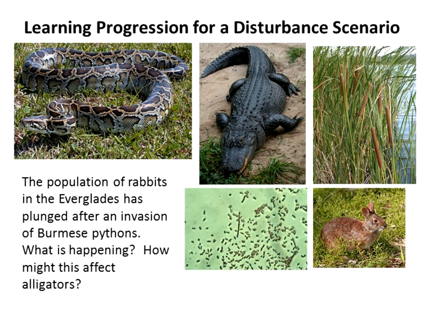So if we look at, say, our focus population being these rabbits in the Everglades, so the population of rabbits, and this is a marsh rabbit, in the Everglades has really decreased. It's really plunged after an invasion of the Burmese python, and here's the python. And so we ask them, what is happening in this ecosystem? And how might this decrease in rabbits affect the alligator, but also affect the plants and the microbes in the ecosystem? And so we're going to talk to you a little bit about how elementary school students and then middle and high school students think about this scenario and what they're telling us.